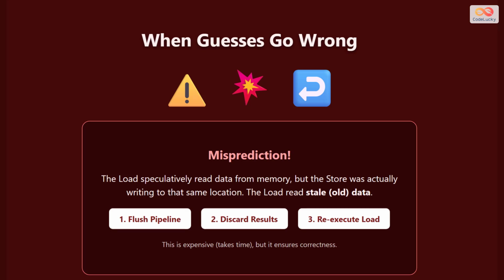But what if we guessed wrong? If the addresses do match, it means the load read stale, old data from memory instead of the new data the store was supposed to write. This is a misprediction. The CPU must flush the pipeline, throw away all the work done based on that bad data, and re-execute the load correctly. This is expensive, but necessary for a working computer.